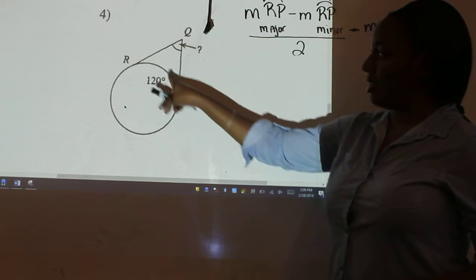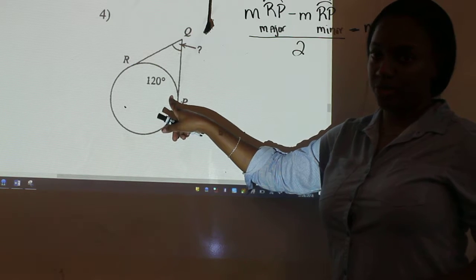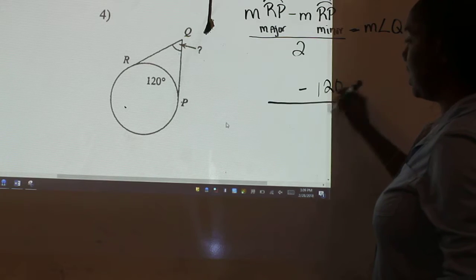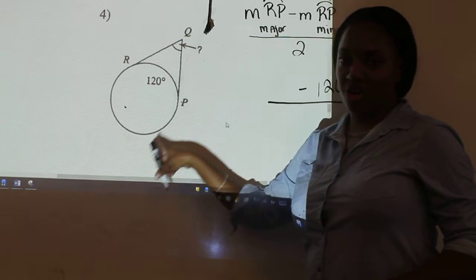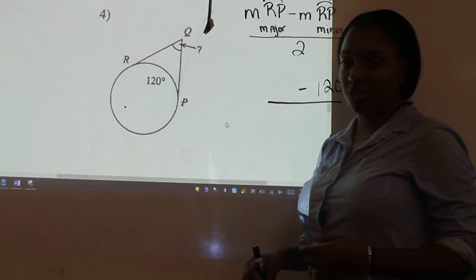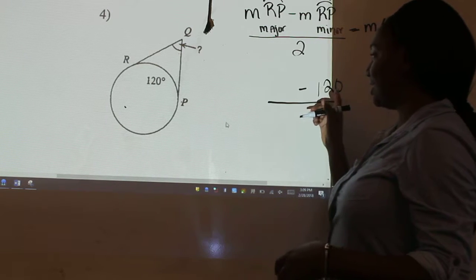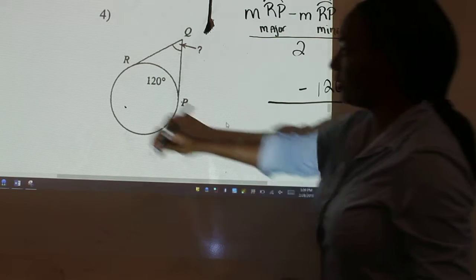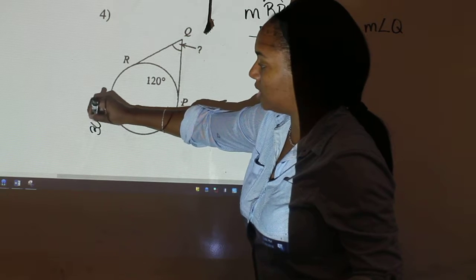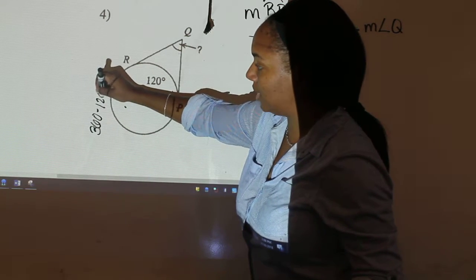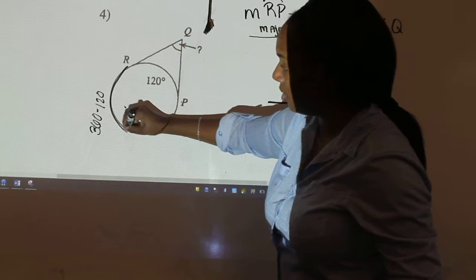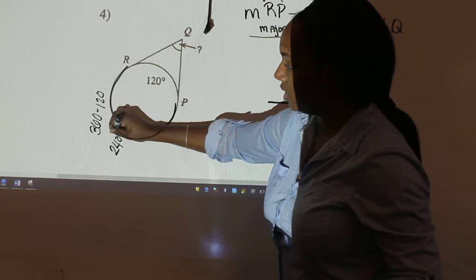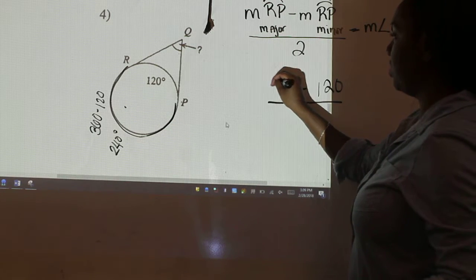We are given that the minor arc is 120 degrees, so let's place that there. The major arc, in order to find that, we have to subtract 360 degrees minus 120, and that will give me 240. So off to the side, this value is 360 minus 120. That gives me the leftover portion of the circle, which should be 240 degrees. So that value goes here.